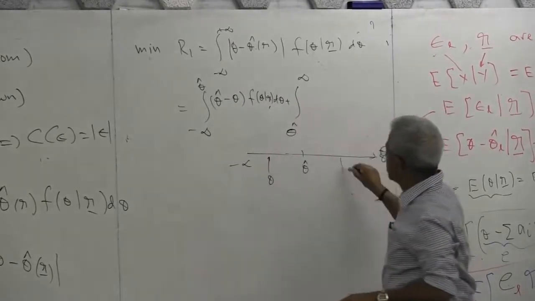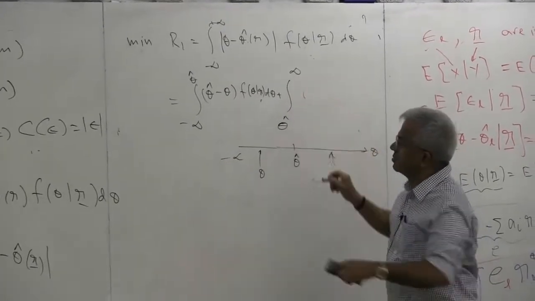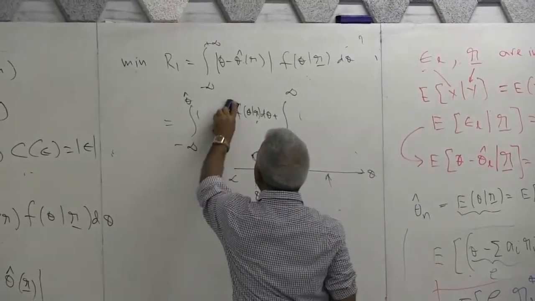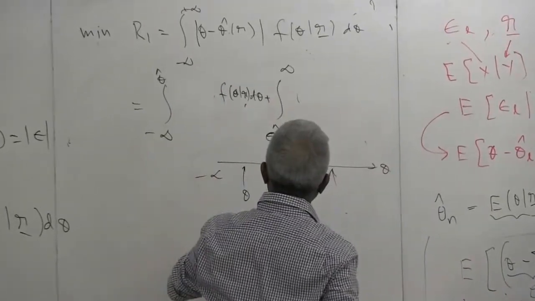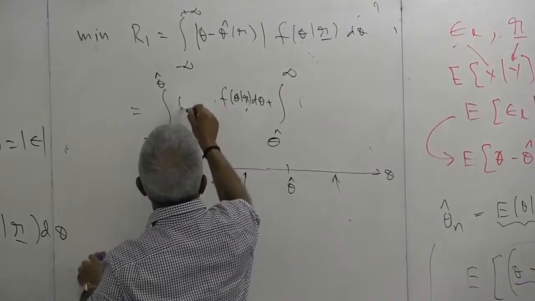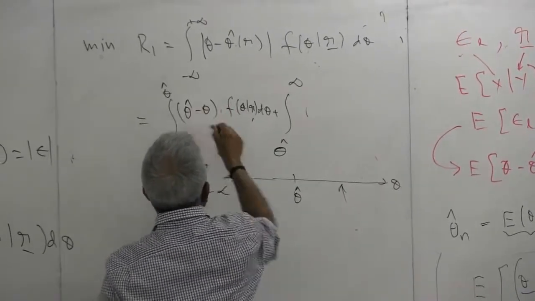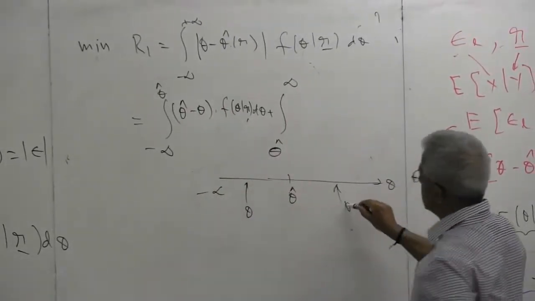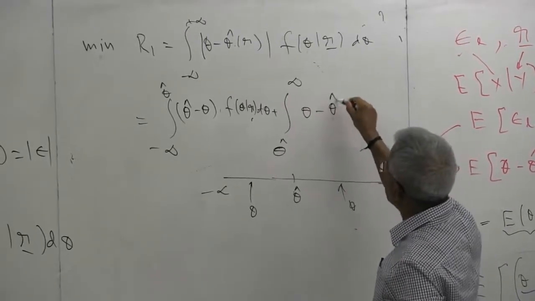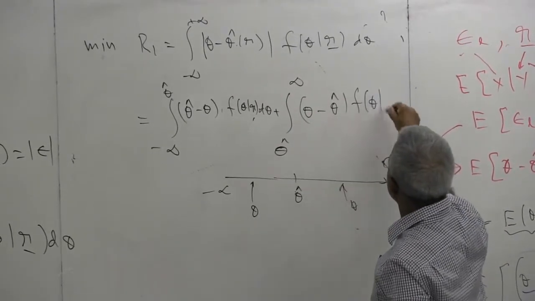And here theta is here, so it's the other way? Yeah, no, this is good. You are right. Here theta is here, so this is theta minus theta hat. Thank you, that's good.